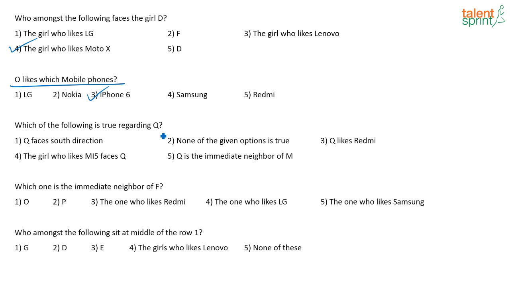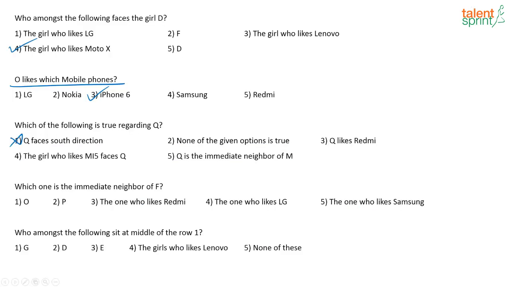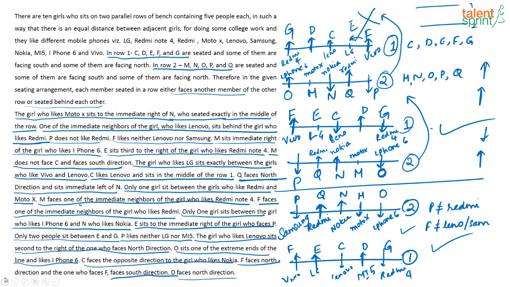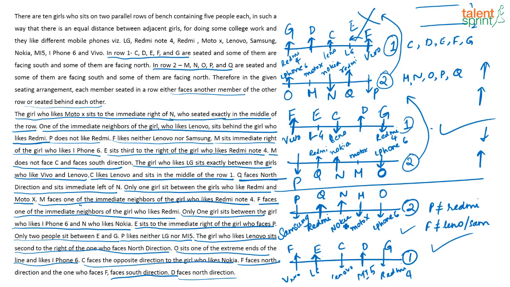Correct? Which of the following is true regarding Q? Q faces south direction. None of the given options is true. Q likes Redmi. The girl who likes MI5 faces Q. Q is the immediate neighbor of M. So which of the following is correct? See here, it is very clearly given. Again, even if you are not able to solve this arrangement, it is given that Q faces north direction, so Q faces south direction is wrong. Q likes Redmi. That's the correct answer, right? The girl who likes MI5 faces Q. No, that's not correct. Who is behind Q?